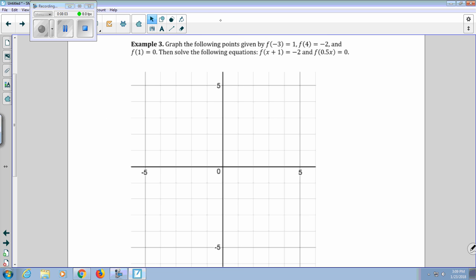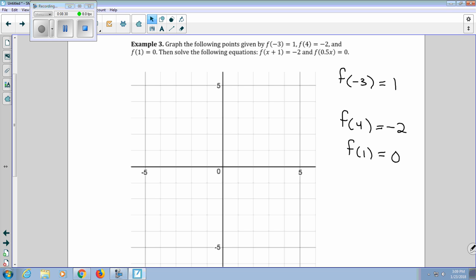For this last example, example 3, it's just really some practice using function notation. So here I'm giving you 3 points, but I'm writing them as f of an x value is equal to a y value. So this is f of -3 is equal to 1. We have f of 4 is equal to -2. And also f of 1 is 0.